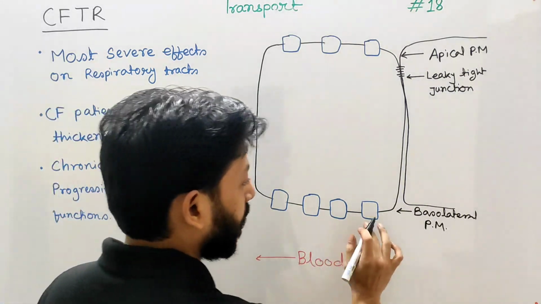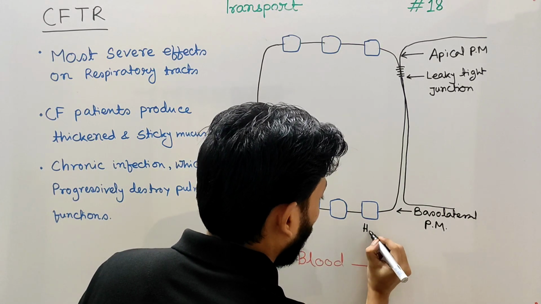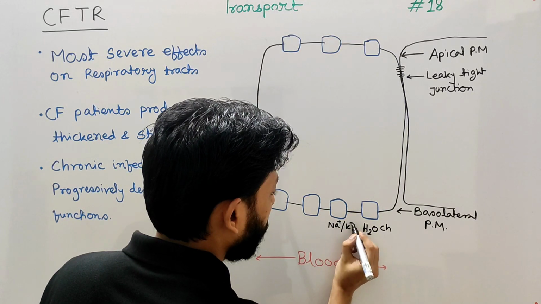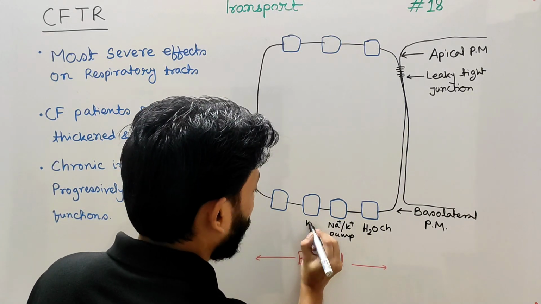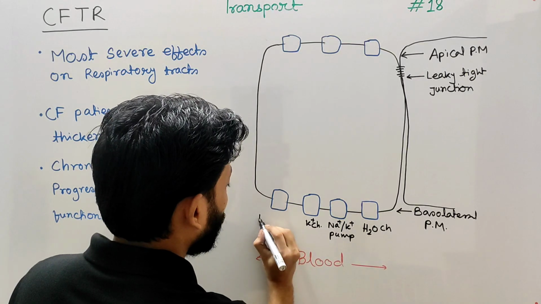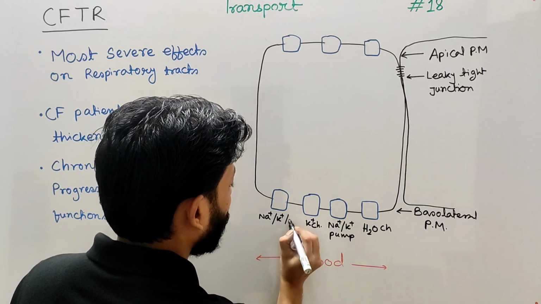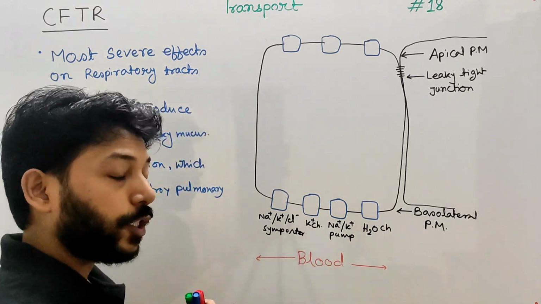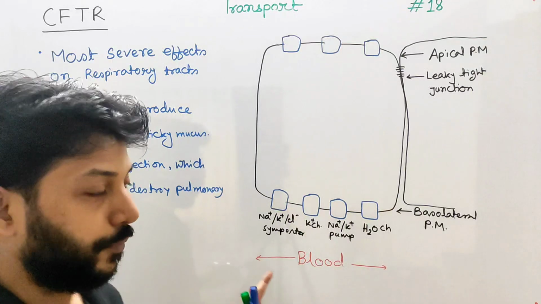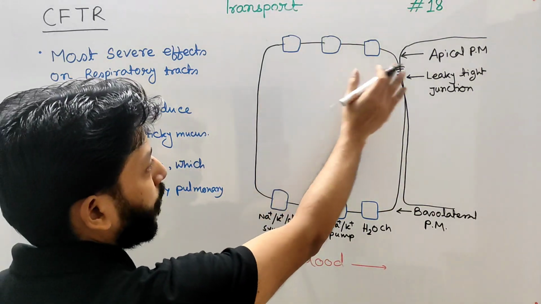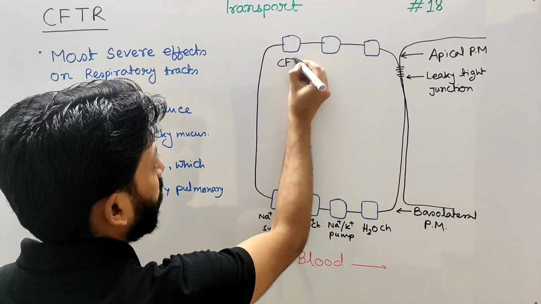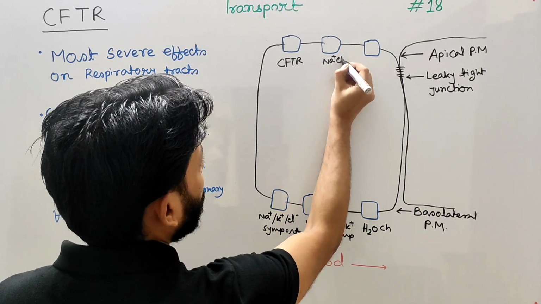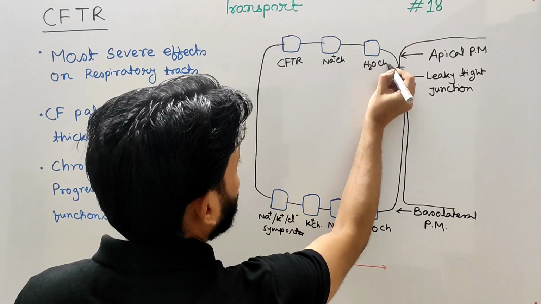Now let me give the names. This is the water channel present in the basolateral portion. This is the sodium potassium pump. This is the potassium channel. This is the sodium, potassium and chlorine symporter. So as you can see, there are different transporter proteins present in the basolateral membrane. Also in the apical membrane of the cells, the CFTR protein is present. There are sodium channels present, and there are water channels also present in the apical portion.